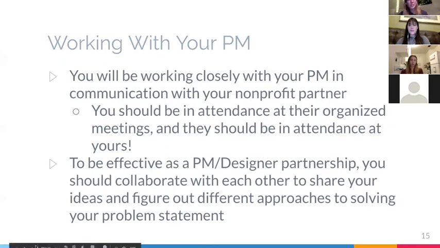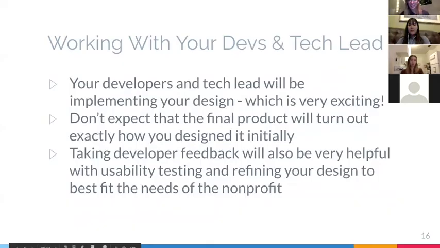And so another really important part of the team structure and how you fit in with the team is working with the devs and the tech lead. The developers are the ones who are going to be implementing your design through code, which is pretty cool, right? But at the same time, you unfortunately cannot expect that your beautiful, perfect design will look exactly how you started. And that is for many different reasons. Sometimes code just doesn't work out exactly how you initially started. Sometimes it does, but it's going to be a little bit different, and you have to expect that.